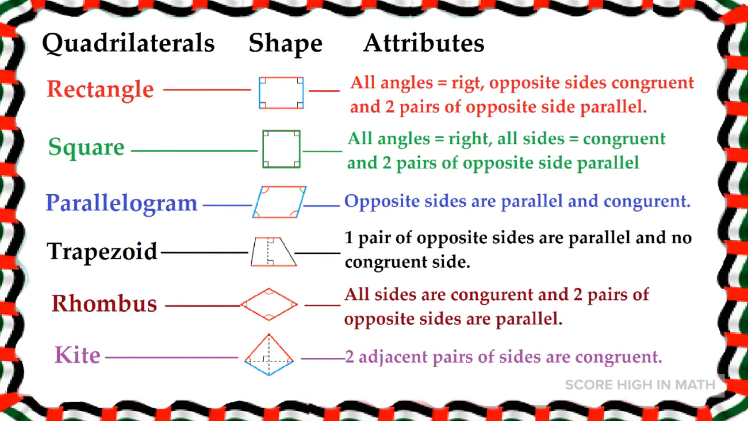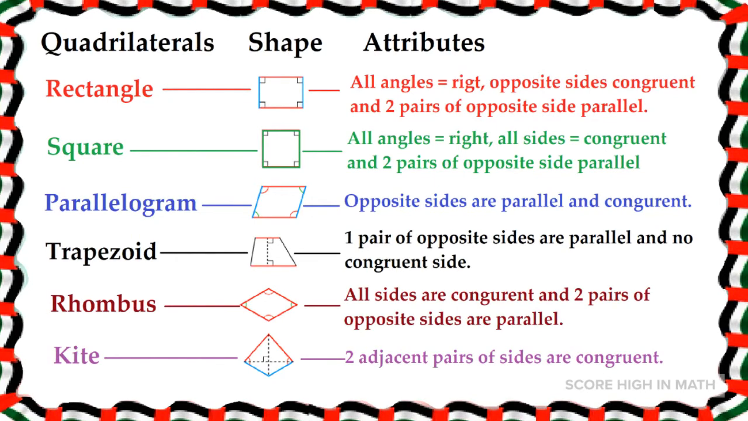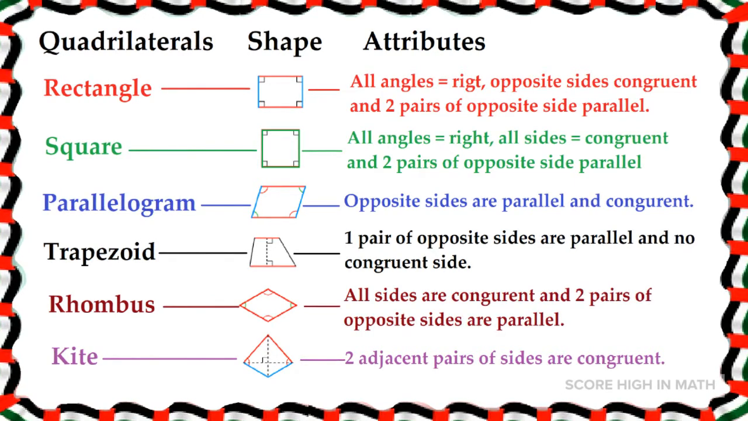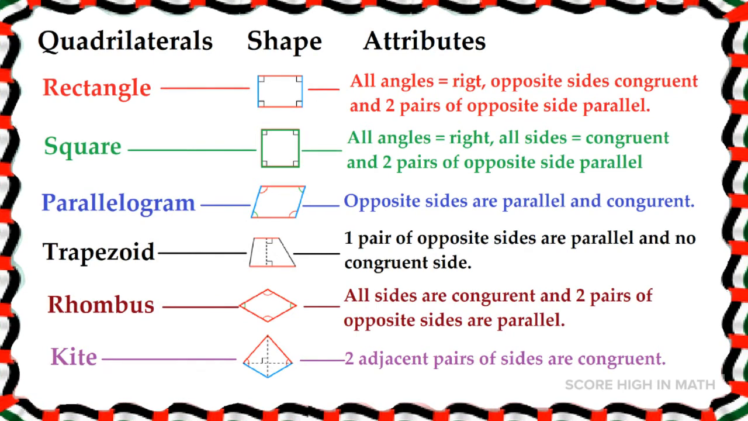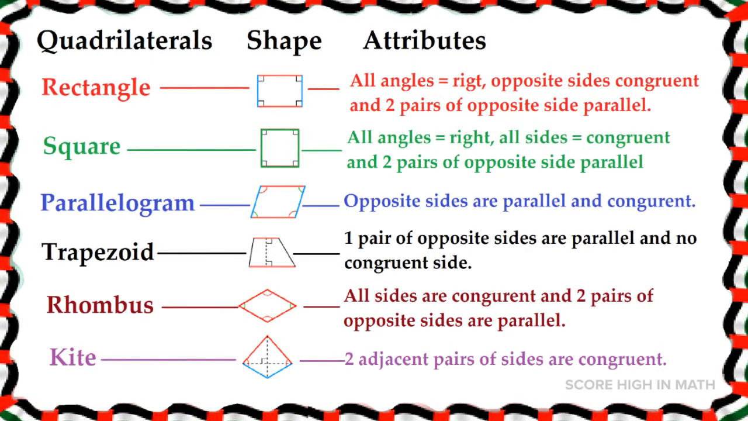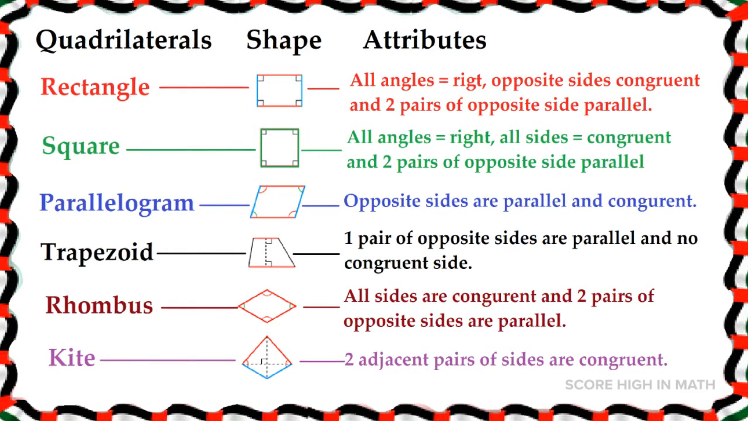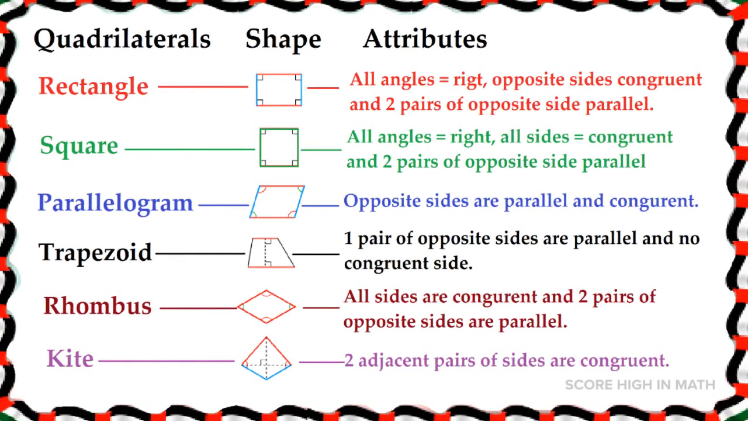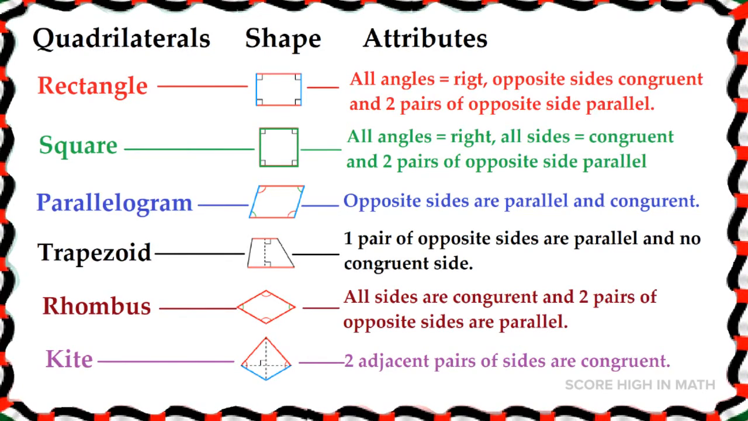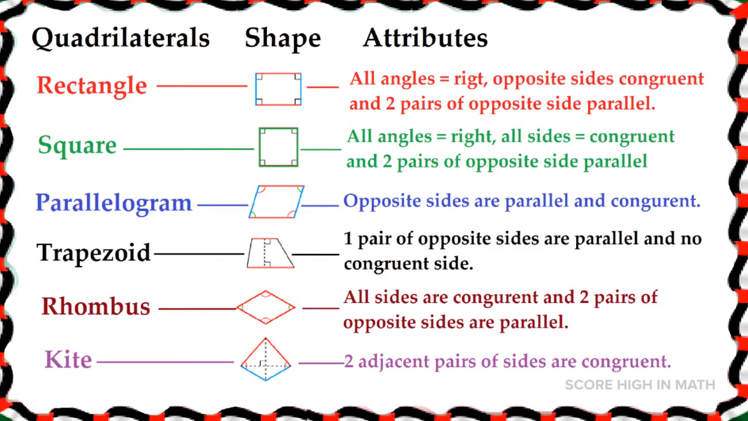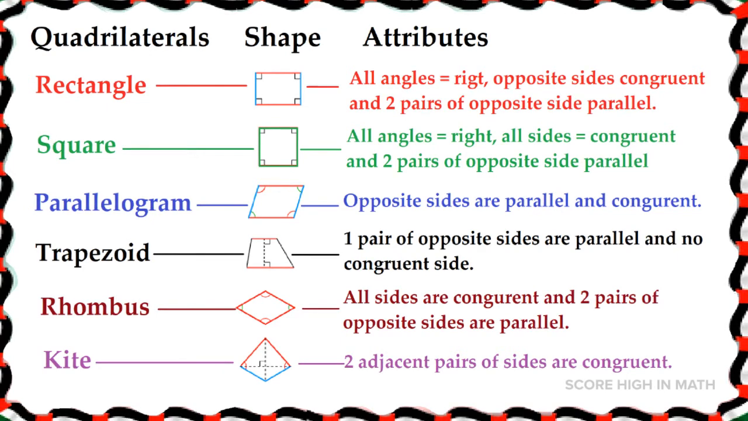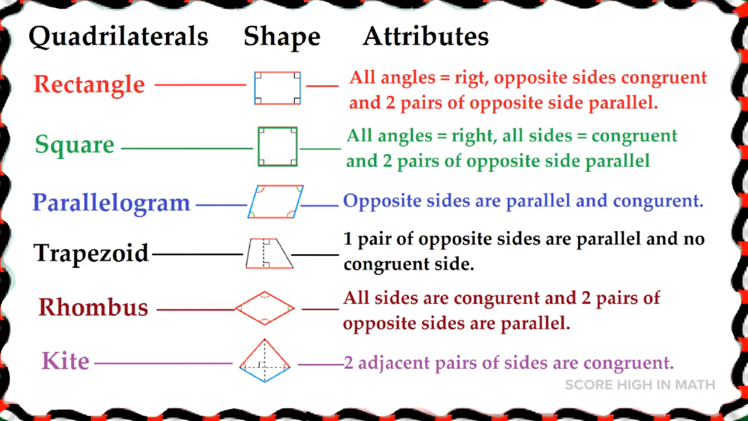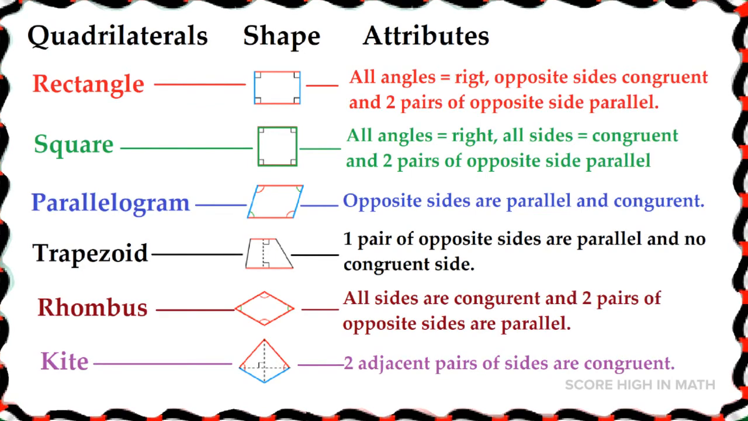To sum it up, I summarize all the quadrilaterals, their shapes and attributes here. The first one is a rectangle. All the angles are right. Opposite sides are congruent and two pairs of opposite sides parallel. The second one is a square. All the angles are right. All the sides are congruent and two pairs of opposite sides parallel. A parallelogram has the shape here also. Opposite sides are parallel and congruent. While the trapezoid, one pair of opposite sides are parallel and there is no congruent side. In a rhombus, all sides are congruent and two pairs of opposite sides are parallel. While in a kite, two adjacent pairs of sides are congruent.